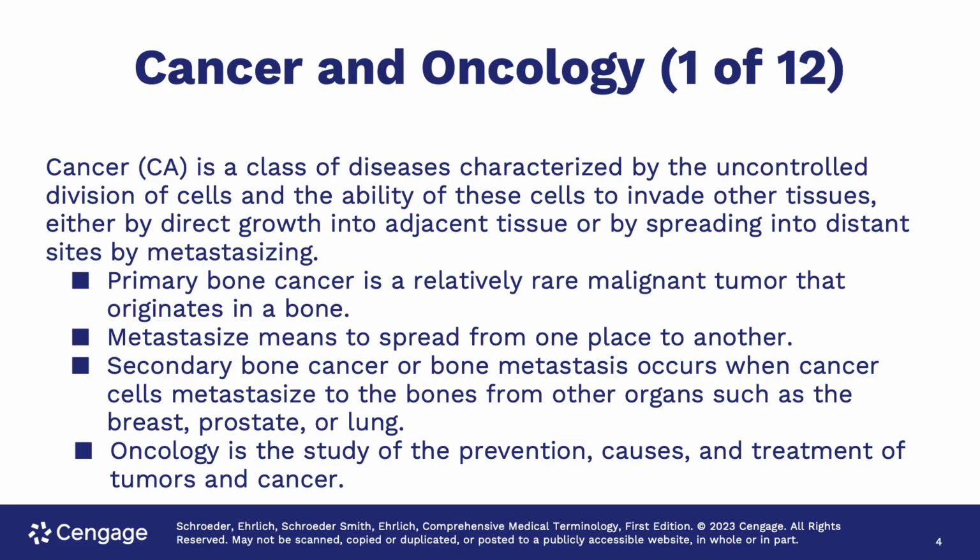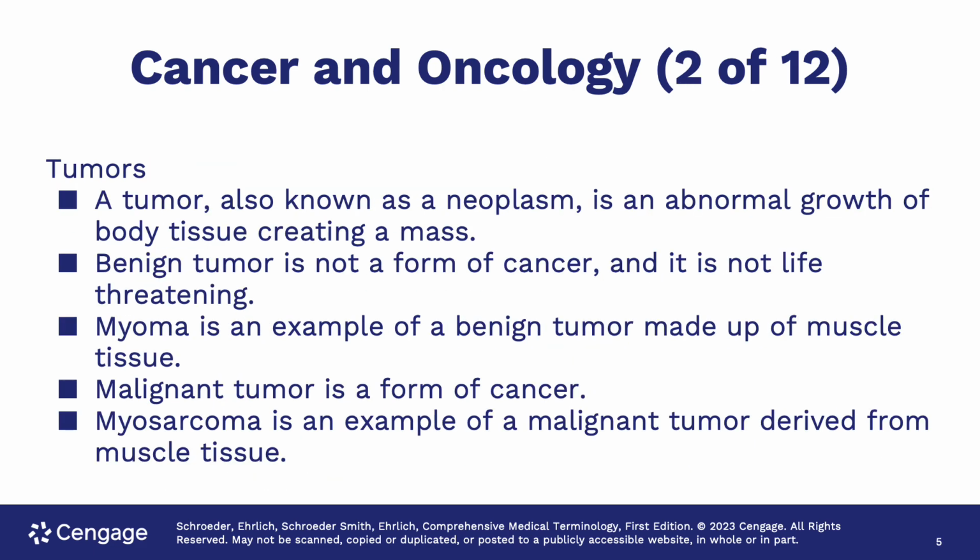So we talk about different types of cancer. Primary bone cancer would be tumors that are in the bone. But if that metastasizes and moves to other places, secondary bone cancer or bone metastasis occurs when those cancers move to other regions of the body. So you started off with bone cancer, and now in addition to bone cancer, you have breast cancer, or prostate cancer, or lung cancer. Oncology then is the study of the prevention, causes, and treatment of tumors and cancer.